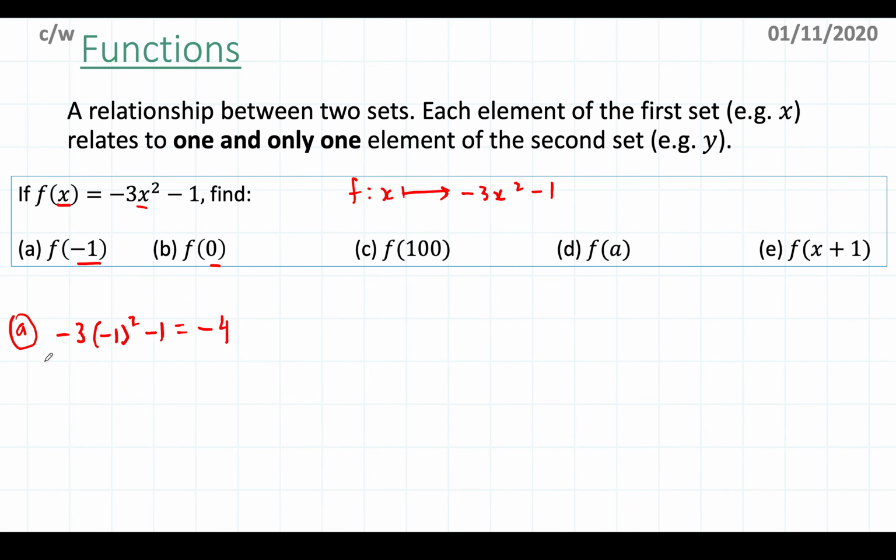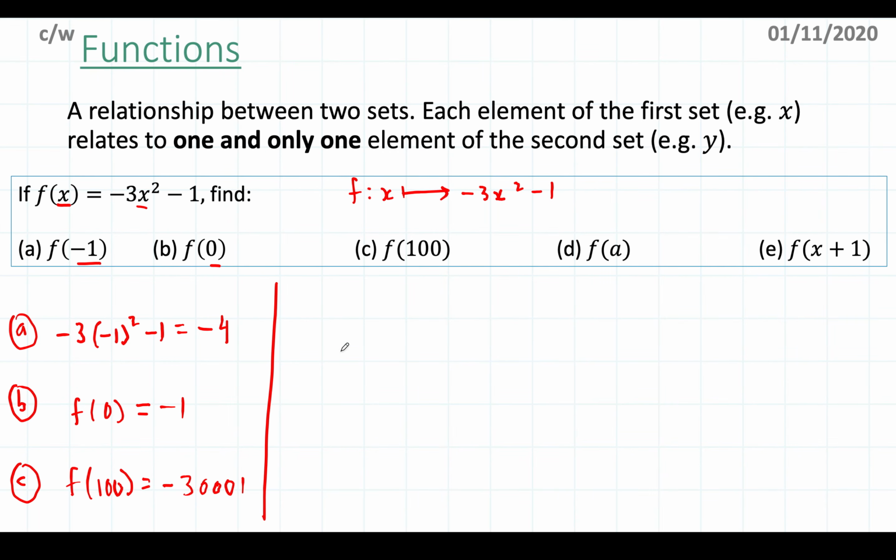And then you can continue for the rest. You can pause the video and try it on your own. The second one, f of 0 is going to be -1. That's how we pronounce these, f of 0. And f of 100 is going to be -30,001.